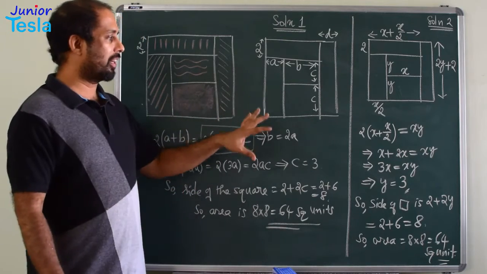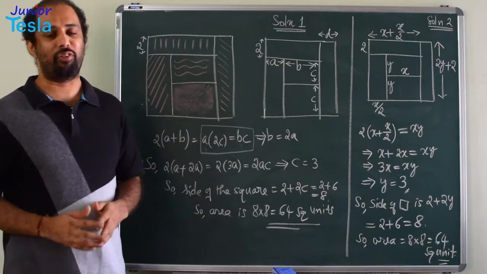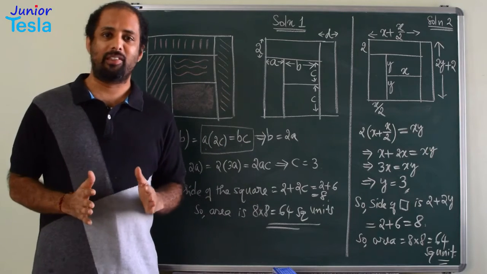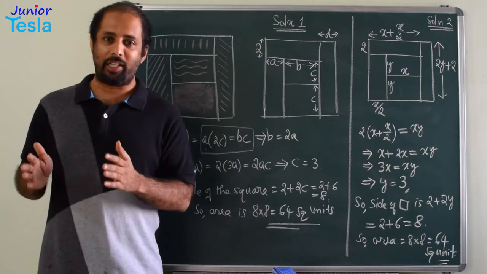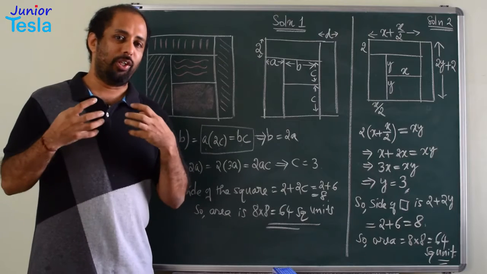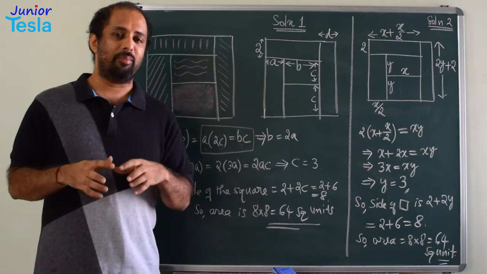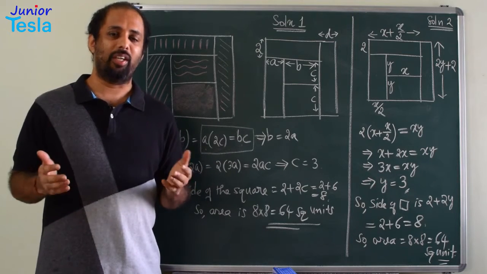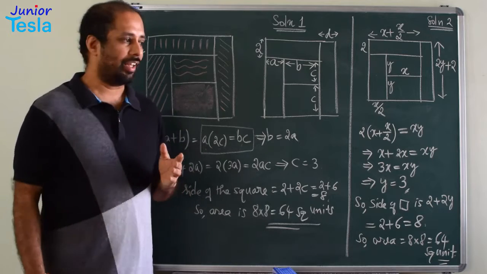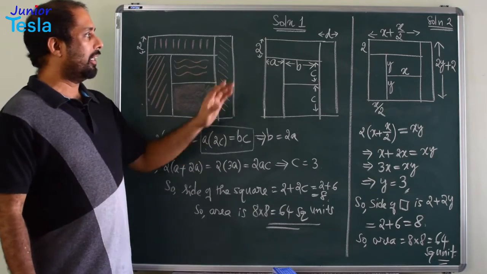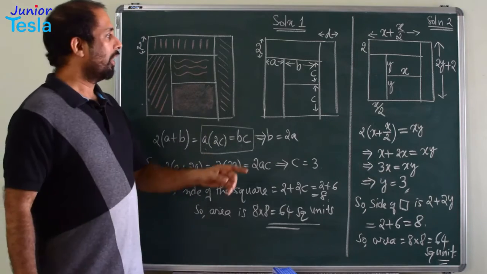So 2 solutions are given here. I am going to explain these 2 solutions. The basic concept is the square is divided into 5 regions of equal area. We are going to write these areas in terms of different unknowns, using different dimensions. For example, let me take the first solution here.